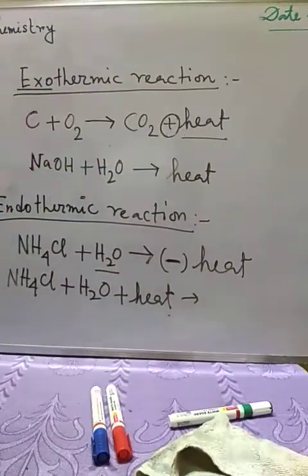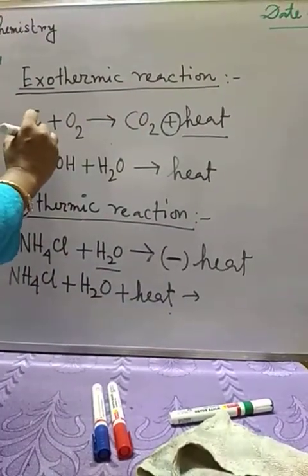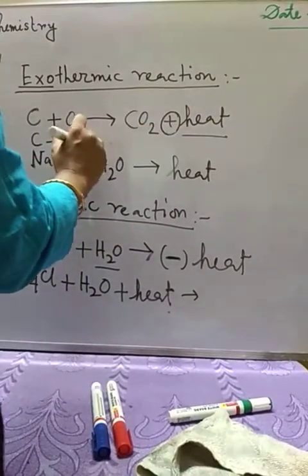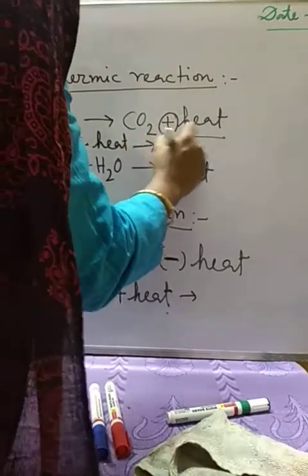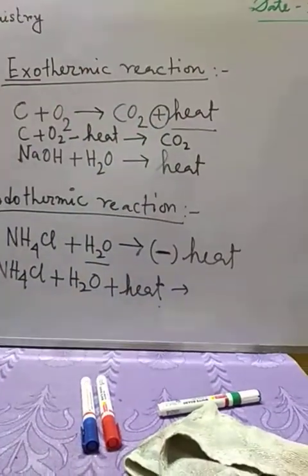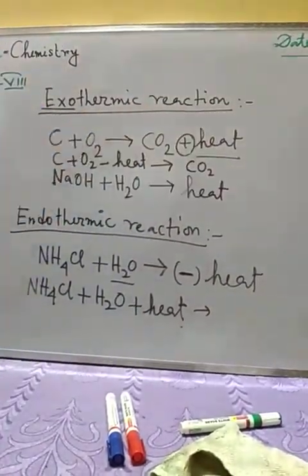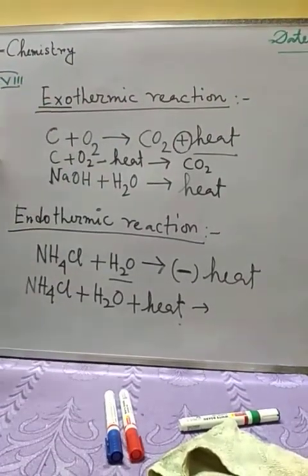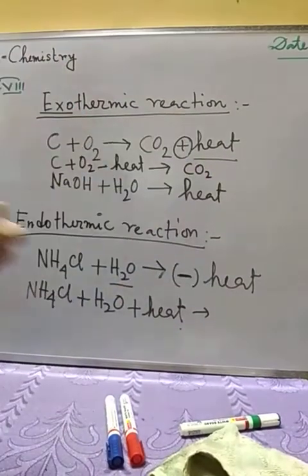For this reaction also, we can write in this manner: C plus O2, plus heat. Then we will be writing this side minus heat, and on this side only carbon dioxide we have to write. We are just interchanging the sign and taking it to the left hand side, just like in mathematical equations.